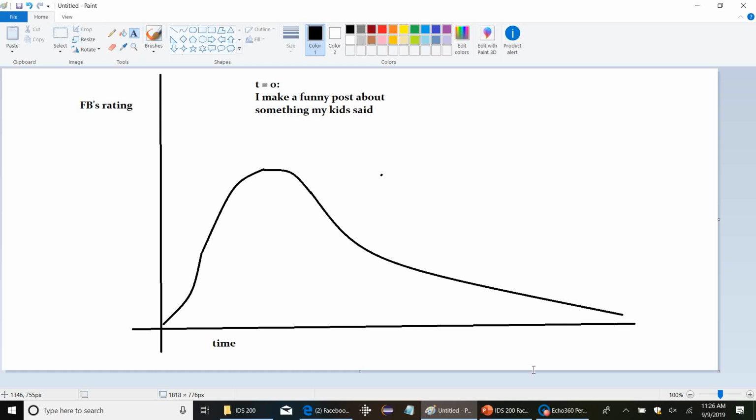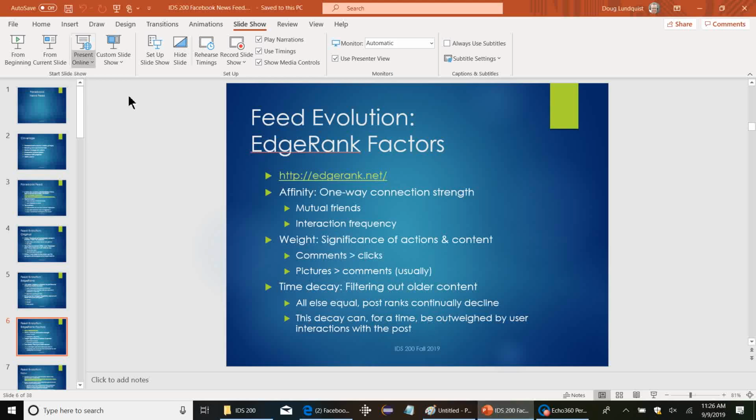When you say time decay, does that mean how long it's been on Facebook and as it gets older? Yep, that's what I mean. The farther back in time you posted something, all else equal, the less relevant Facebook is going to think it is. It's yesterday's news. Facebook doesn't want to flood people's feeds with yesterday's news. Okay.